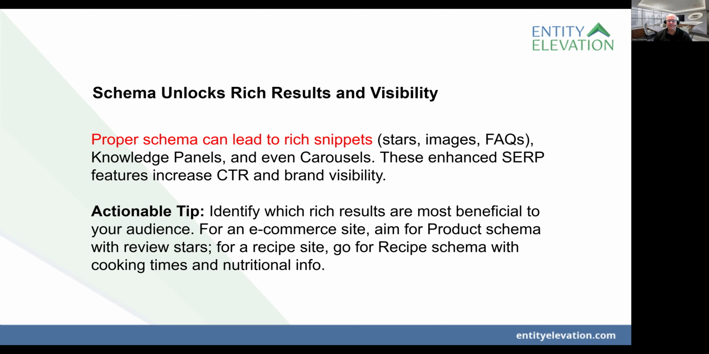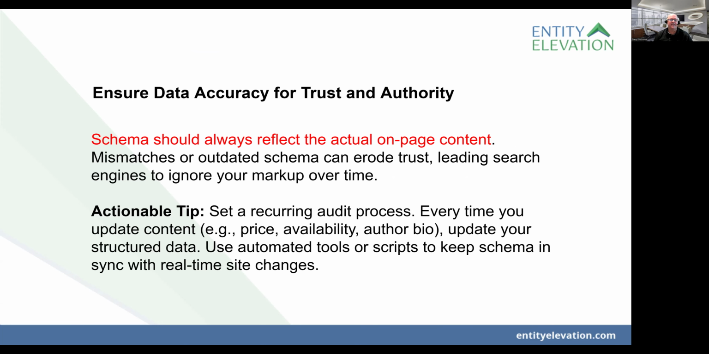For an e-commerce site, for instance, aim for product schema with review stars. For a recipe site, go for recipe schema with cooking times and nutritional info. Be as detailed as you possibly can. Ensure data accuracy for trust and authority. Schema should always reflect the actual on-page content. Mismatches or outdated schema can erode trust, leading search engines to ignore your markup over time.